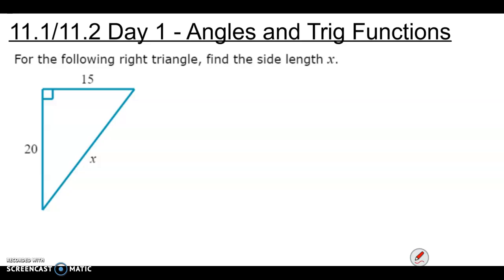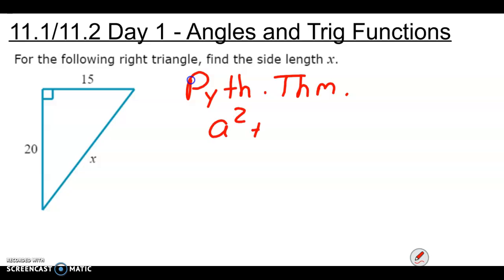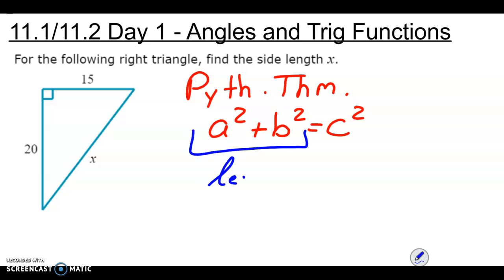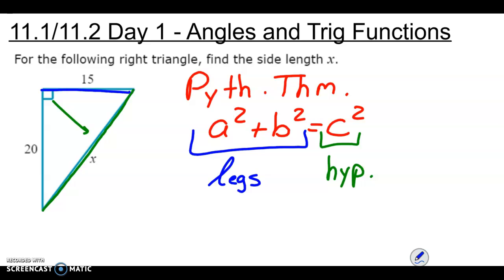If we recall the Pythagorean theorem, it is that a squared plus b squared equals c squared, right? Where a and b are your legs, and c is your hypotenuse, which is the longest side of the triangle, or the side opposite the right angle. It doesn't matter which leg you call A or which leg you call B. You're just squaring both those legs and adding them up.